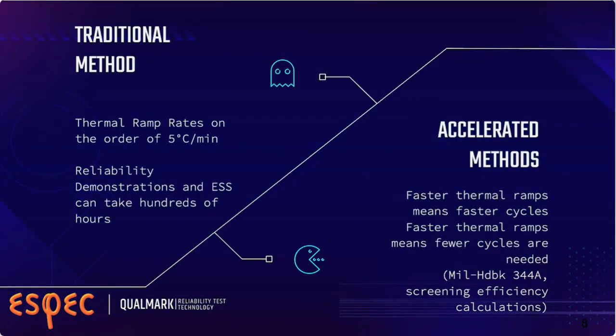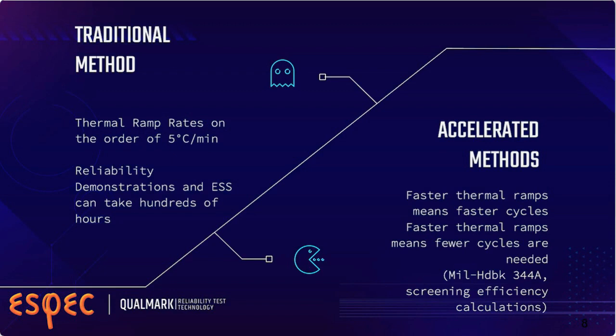Now, if you're doing your thermal cycling in a traditional thermal chamber, you're probably looking at thermal ramp rates on the order of 5 degrees C per minute. If you're moving to systems with cascade refrigeration, it's possible to get to the 10 or 20 degrees C per minute range. But even at that, it's going to take some time to get these reliability demonstrations completed, especially if you're looking at those hundreds of cycles of testing.